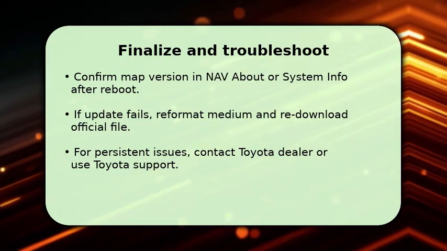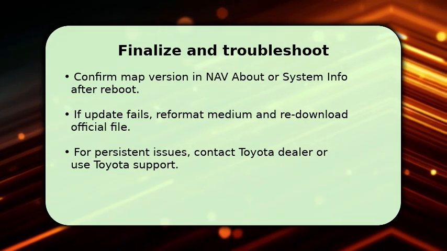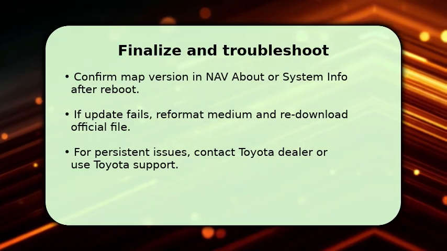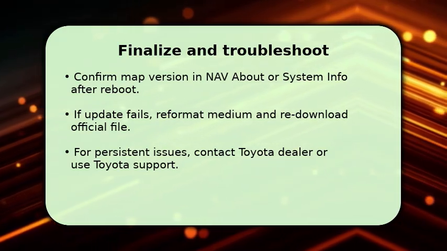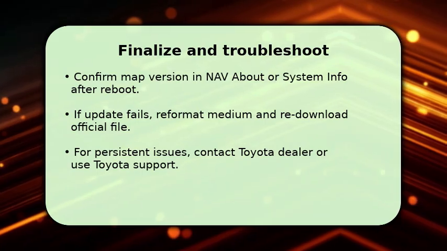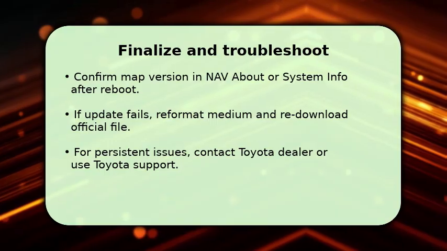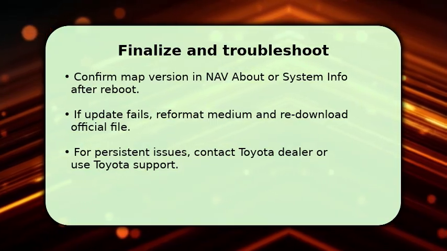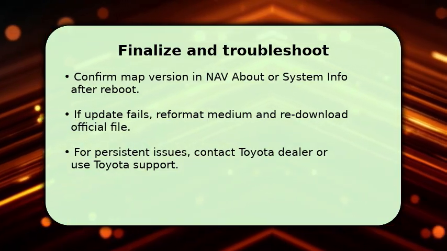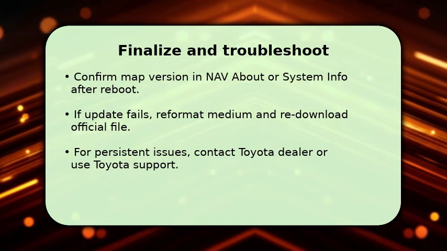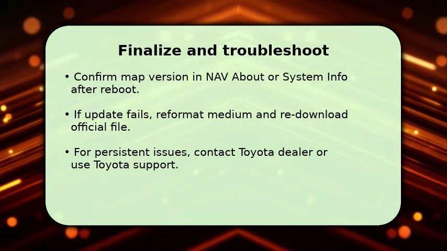If the update fails, reformat the SD/USB to FAT32, re-download the official map package, and repeat the process because corrupted transfers are common. If problems persist, errors, boot loops, or missing maps, make an appointment with a Toyota dealer or contact Toyota support. They can run diagnostics and apply firmware fixes.